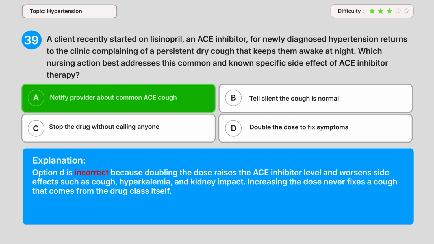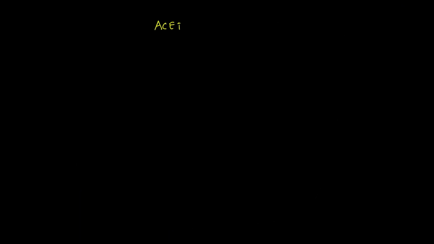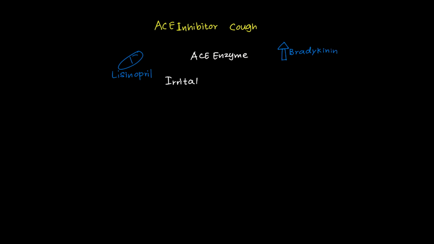Option D is incorrect because doubling the dose raises the ACE inhibitor level and worsens side effects such as cough, hyperkalemia, and kidney impact. Increasing the dose never fixes a cough that comes from the drug class itself. ACE inhibitors like lisinopril work by blocking angiotensin-converting enzyme, which lowers blood pressure effectively. The catch is that the same enzyme also breaks down bradykinin, a compound that irritates airway tissues. When the ACE enzyme is blocked, bradykinin accumulates in the lungs and respiratory tract, producing that persistent, dry, tickling cough about 10% of patients develop.